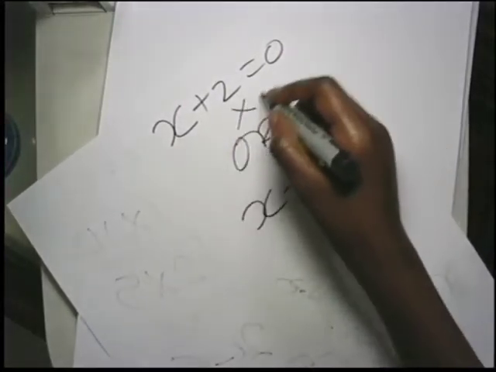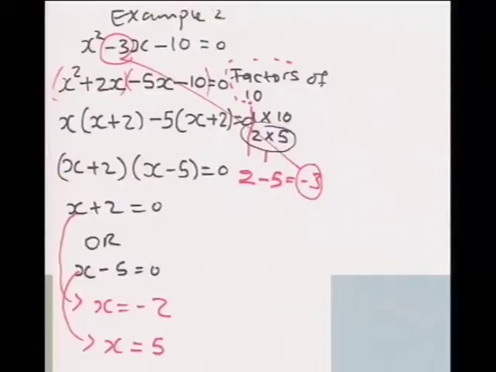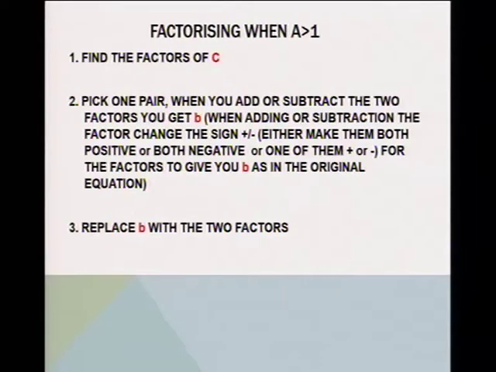So if you solve for x here, x will be equals to minus 2. If you solve for x here, x will be equals to 5. Okay? And those are the only two roots that if you substitute them in the original equation, it will give you 0. No other numbers. You will substitute where x is in the original equation and will give you 0.